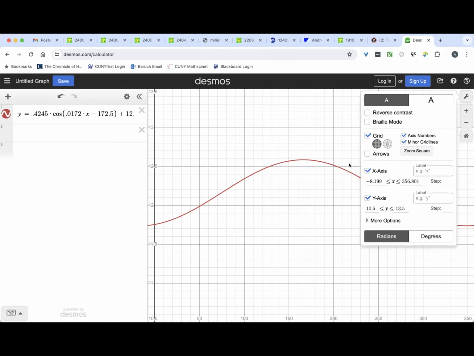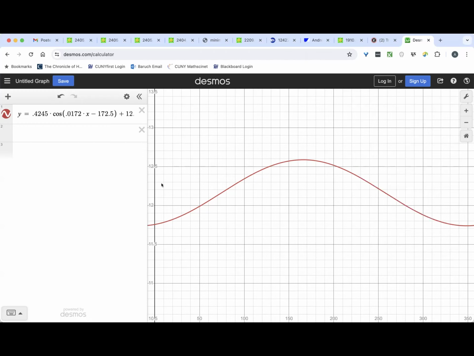Okay, so you can choose the axis ranges by putting in your numbers over here by clicking on the wrench. Okay, so this looks like a cosine curve, but basically it's scaled and shifted so that it measures this quantity that we want to measure, which is the number of daylight hours in a given day.